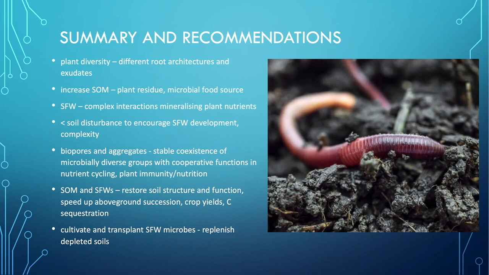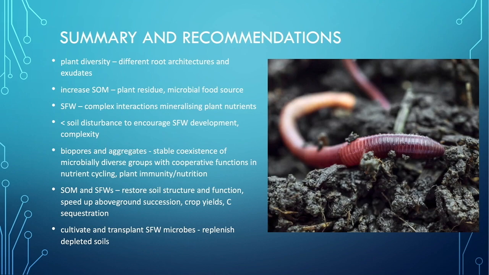So to summarize and move on to the practical component of it. So we want plant diversity and the different root architectures and exudates to increase the soil ecosystem diversity, to increase our biomass of the different organisms and increase the different groups and the different species to get that biodiversity really enriched. We want to increase our soil organic matter through plant residues as a microbial food source. And so we want that plant diversity and the fact that we're leaving these plants to do their job and to also die their natural death post-harvest.